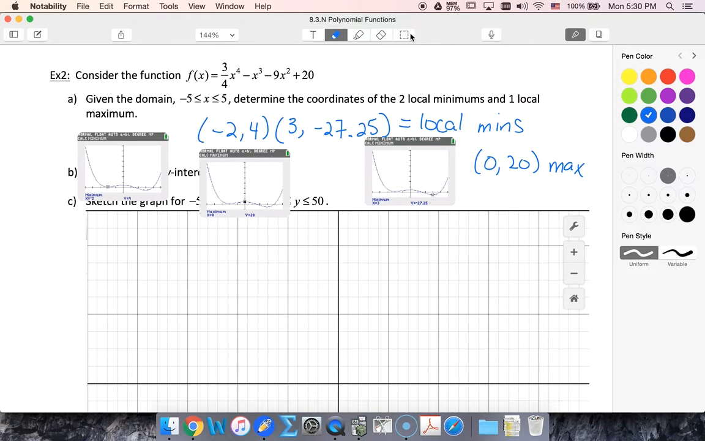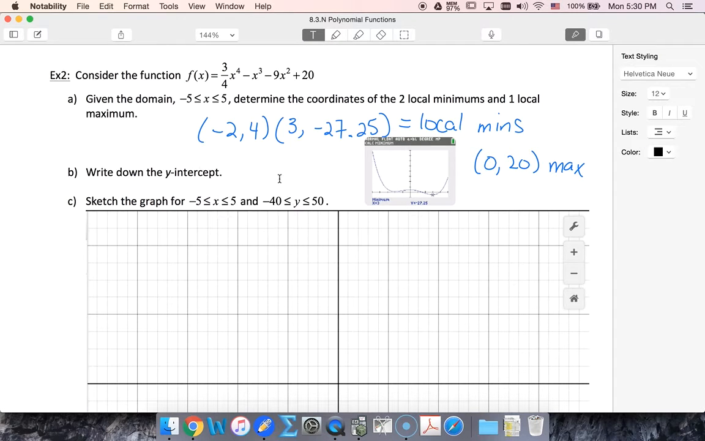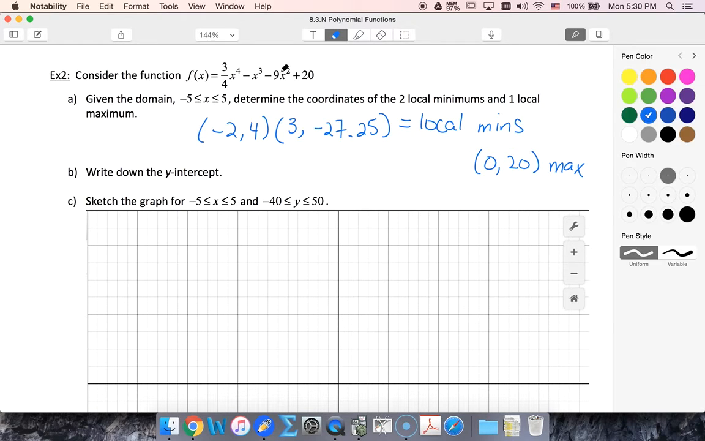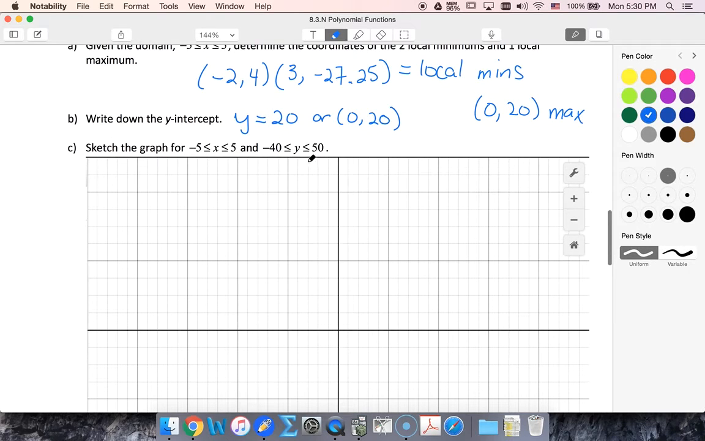All right, so now let me move these out of the way. All right, write down the y-intercept. Well, the y-intercept is also the local max, so y equals 20, or I could say 0, 20 is my y-intercept. So sketch my graph. So now, notice we've only gone up to 50 here, so we're not going to see our super highs, super lows, but we want our key points on here.